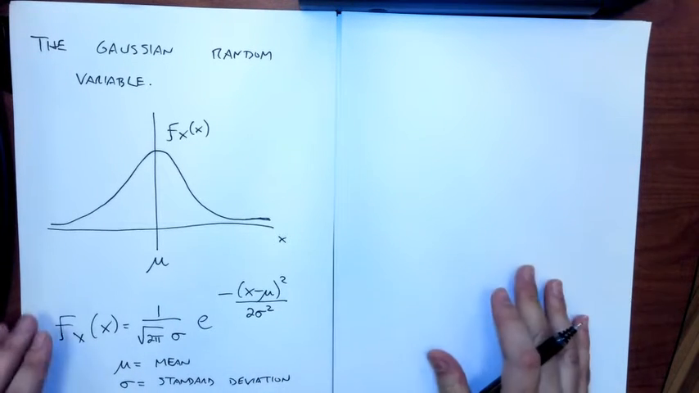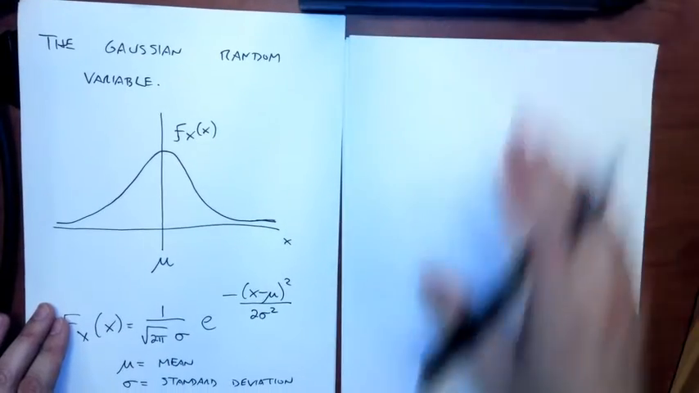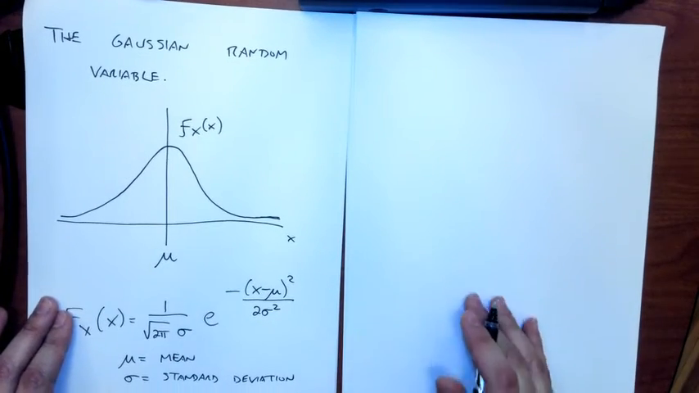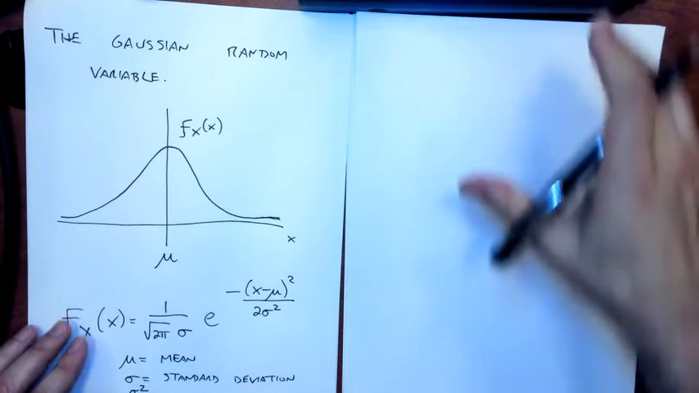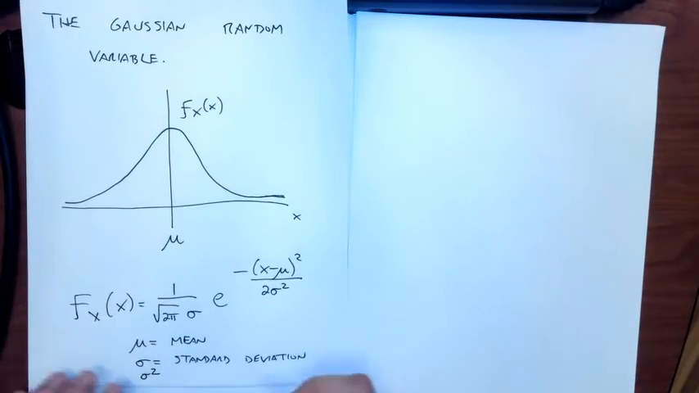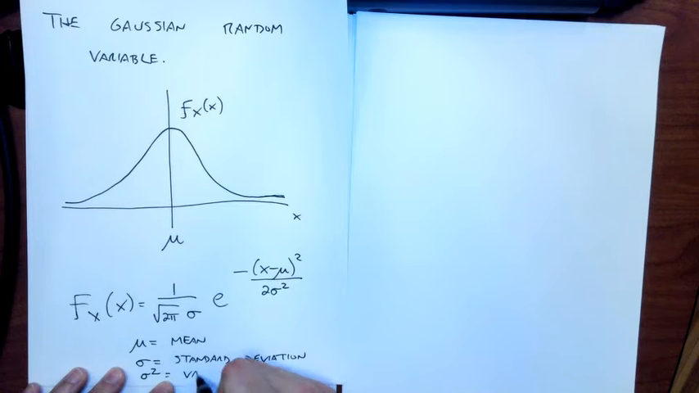We already introduced this word, but sigma squared is called the variance.